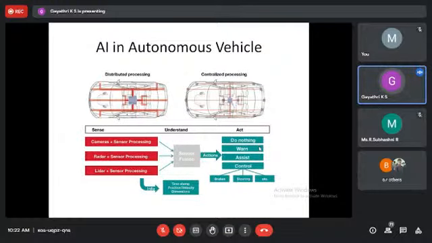Now, you know what is AI? AI is to make a system think and act like a human. And you know what is a self-driving car? The ultimate aim is to build a vehicle that drives without a driver. So these are two different aspects. How do I integrate AI into this autonomous vehicle?